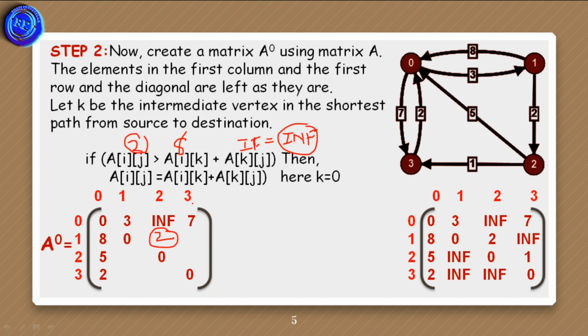Coming to 1 3, what is the cost of 1 3? Its value is infinite. What is the cost of 1 to 3? Its cost is actually infinite.